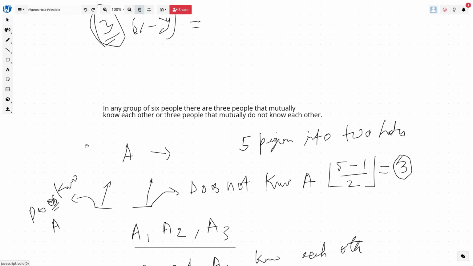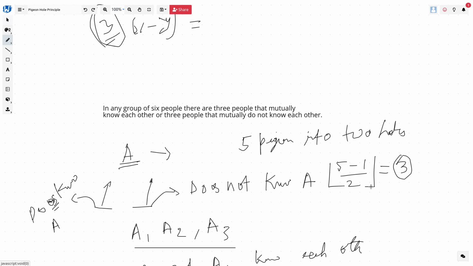Now we take any person and call that person A, right? Now we can define 2 boxes, or let's say 2 holes, such that they are disjoint and form the complete set. If a person is placed into this box, it means he does know A, and if the person is placed in this box, that means he does not know A. So these are the 2 different holes, and there are 5 people left which need to be placed here, right? So there are 5 pigeons and 2 holes.